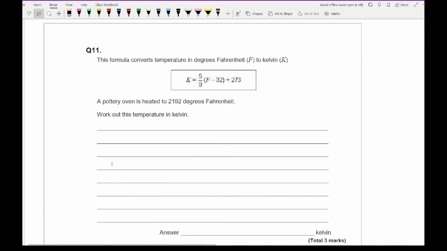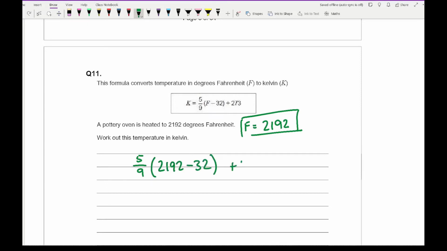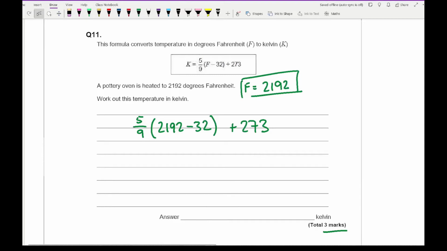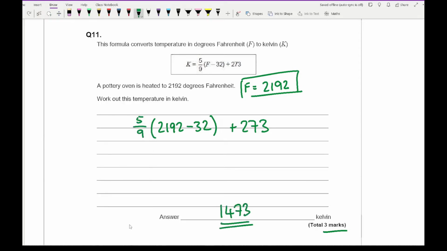And there we go. So from this, all we've got to do is substitute F equals 2192. That's what I'm substituting in. So here I've got 5 over 9, and then I've got 2192 minus 32, plus 273. Now, if you type this into your calculator, that should get you the marks, but let's just make sure that we are doing this correctly. And again, I'm quite shocked that this question is worth 3 marks. So I've got 5 over 9, and then 2192 minus 32, close bracket, plus 273 equals, and I get an answer of 1473 Kelvin, and there is my final answer.